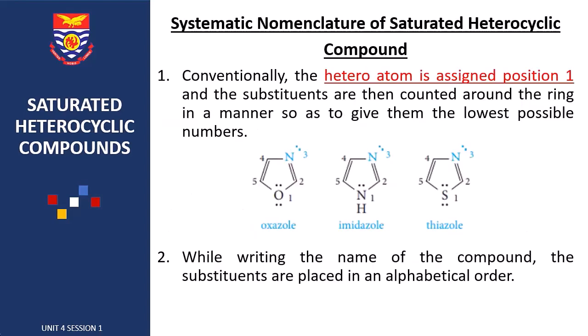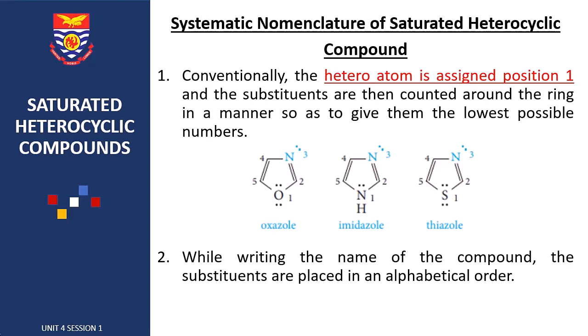So conventionally, the heteroatom is assigned position 1, and the substituents are then counted around the ring in a manner that gives them the lowest possible numbers. So here is a typical example. This is a 5-membered ring. In the previous slide, we said for a 5-membered ring we have a name depending on the presence or absence of a nitrogen. But here there's a nitrogen, so we will give it the name azole, right? The parent name becomes azole.